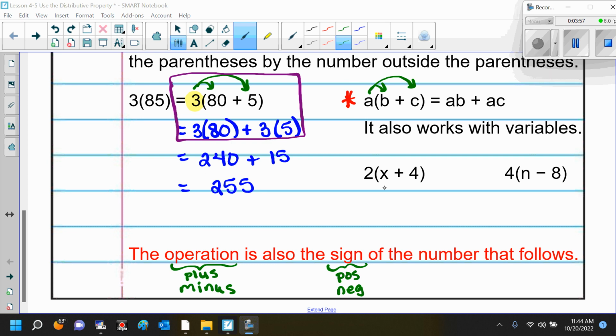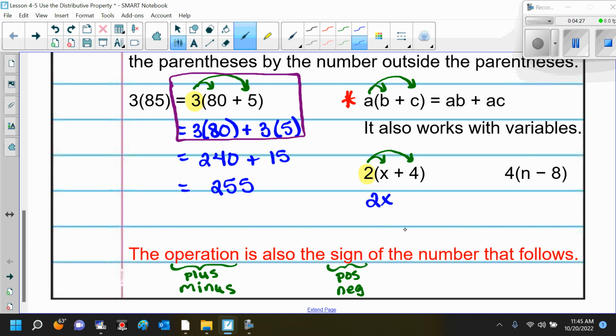So here we have 2 times quantity x plus 4. So we're going to take that 2, we're using our distributive property, and we're going to multiply it times everything inside the parentheses. Now, pay attention to the board, you guys. Look at the board and listen to what I'm saying. I have 2 times x. 2 times x is 2x.